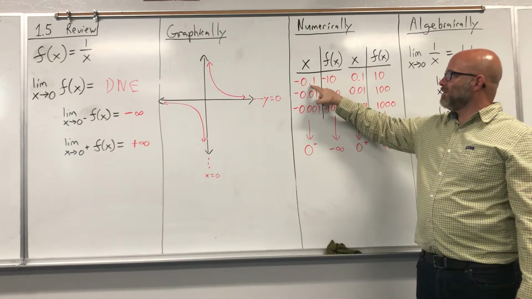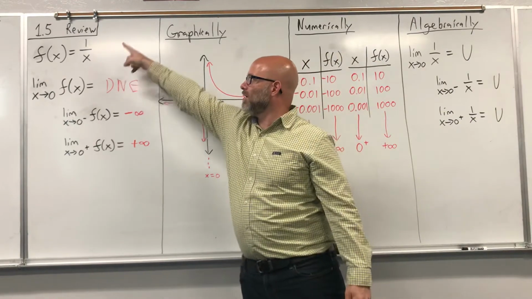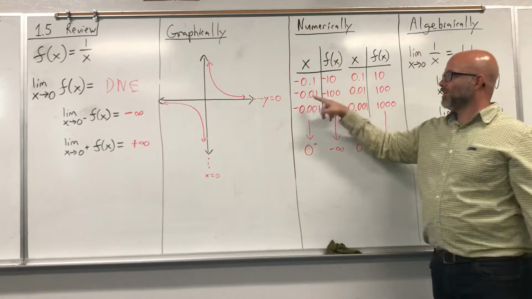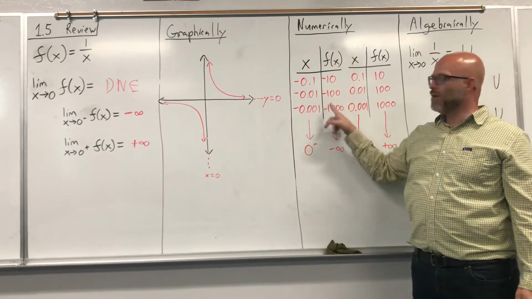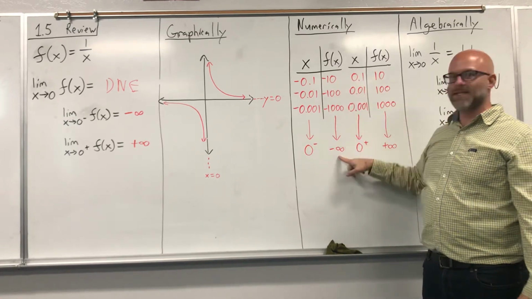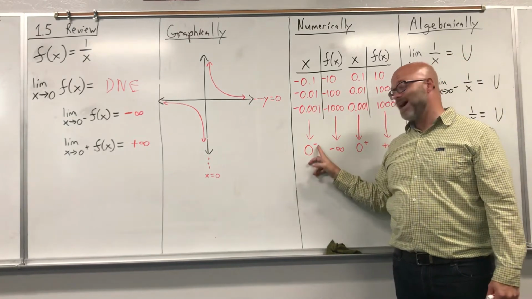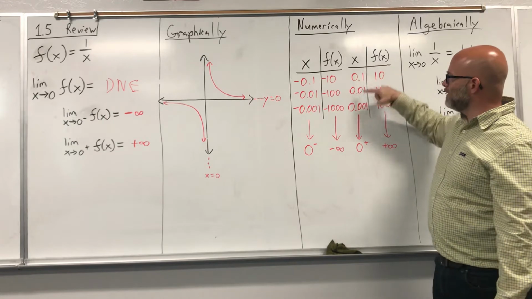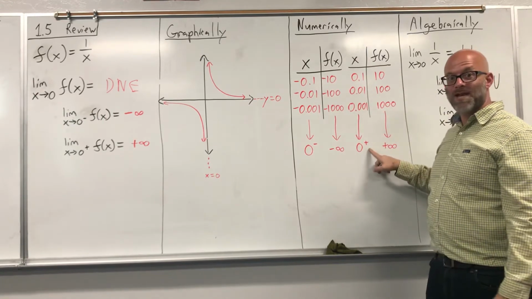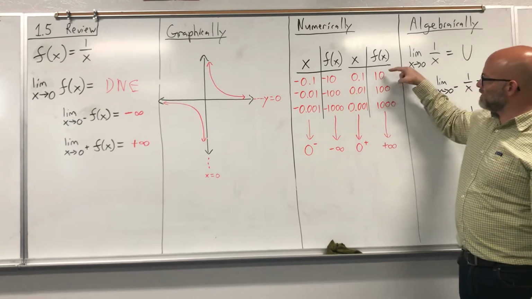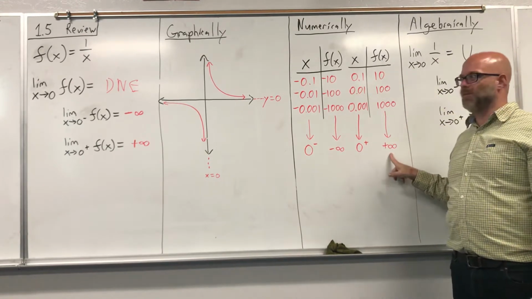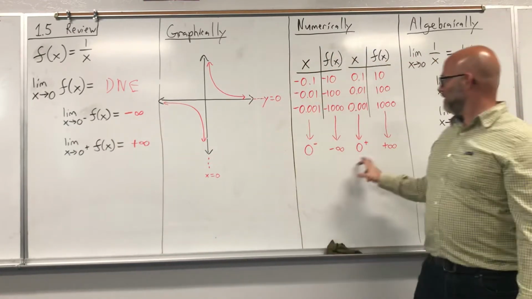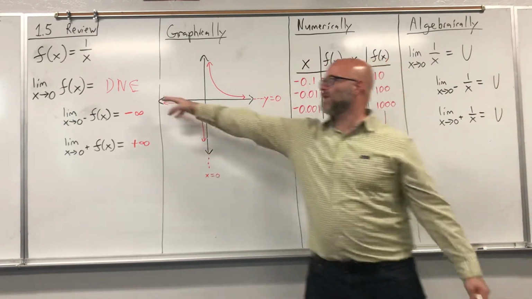If I plug in negative 0.1 into this function, I get 1 over negative 0.1, which is negative 10. If I plug in negative 0.01, I get negative 100, negative 1,000. Now clearly the trend here is to negative infinity. As x approaches 0 from the left, f of x approaches negative infinity. Likewise, if I look at x approaching 0 from the right-hand side, well, f of x, 10, 100, 1,000, clearly approaching positive infinity. And isn't that what we said with the graphical approach? Left-hand limit, negative infinity. Right-hand limit, positive infinity. Therefore, once again, the limit doesn't exist.